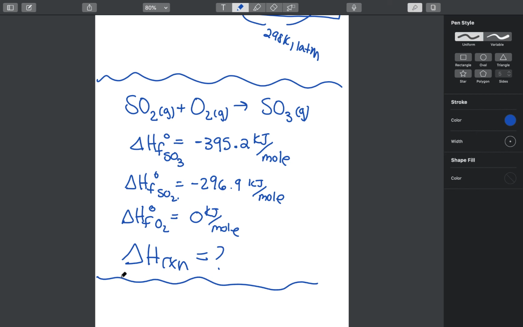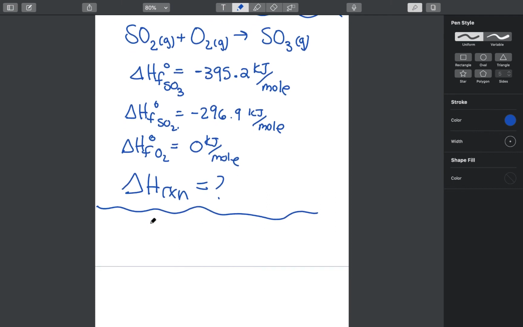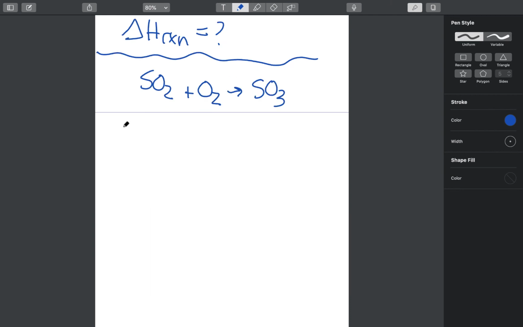So welcome back if you did this. Let's start out first by balancing the chemical equation. So let's just rewrite it here. So let's balance this. In order to balance this, the best way to do this is to multiply the SO2 and the SO3 by 2. So 2SO2 plus O2 goes to 2SO3. And if you have trouble balancing chemical equations, please go see one of my previous videos. So let's put the states here.